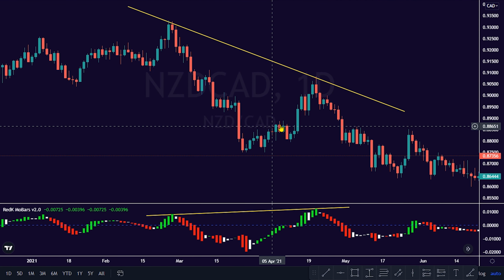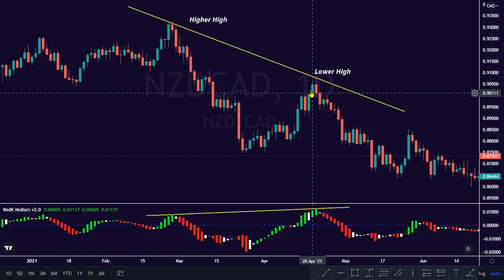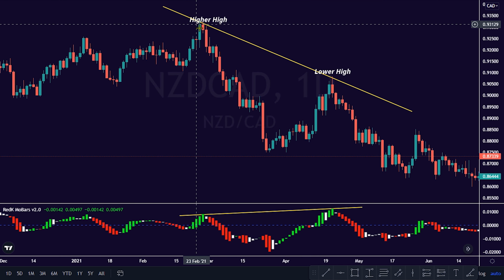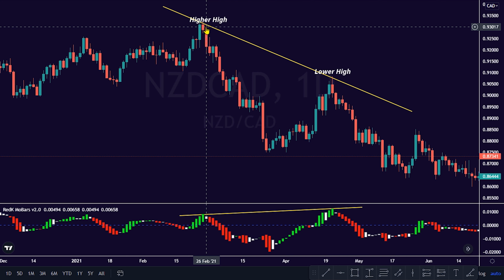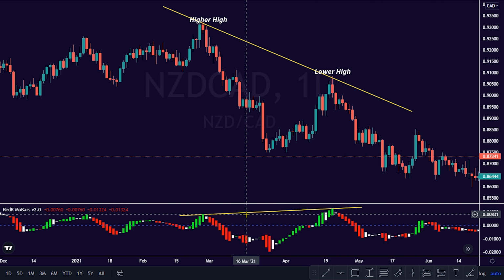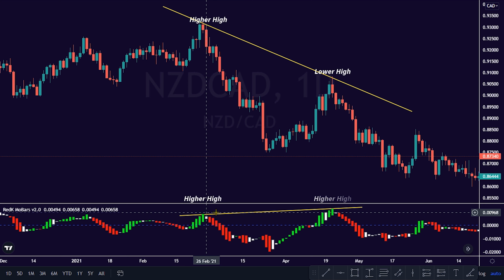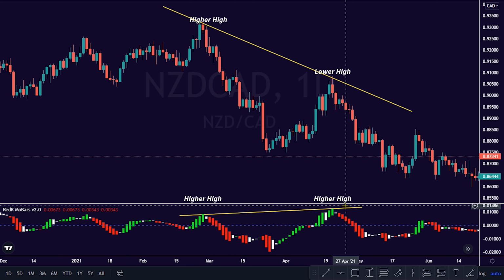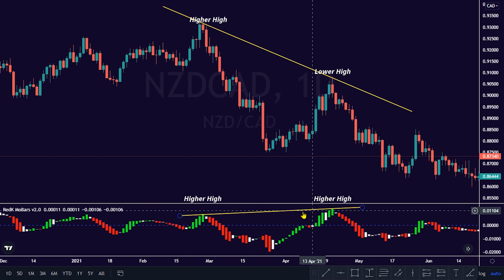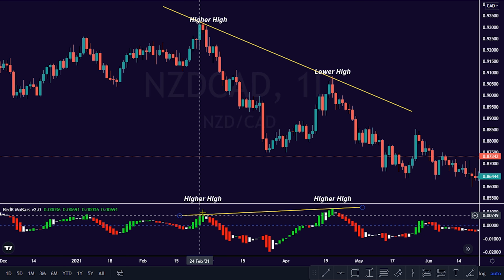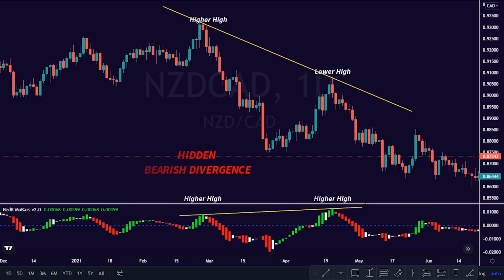At this zone here, there was the formation of a lower high swing to the last higher high swing on the price chart here. On the Mo Bars indicator chart, there was an opposite swing to the price chart direction. The RedK Mo Bars chart swing resulted in a higher high swing to the last higher high swing here. This is called a hidden bearish divergence.